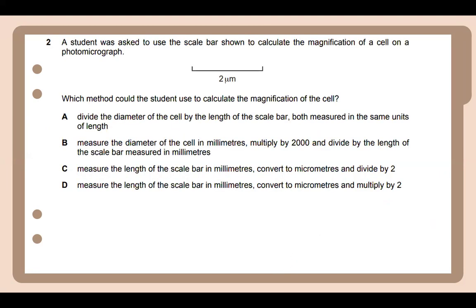A student was asked to use the scale bar shown to calculate the magnification of a cell on a photomicrograph. Which method would the student use to calculate the magnification of the cells? The method that could be used by the student is to measure the length of the scale bar in millimeters, convert to micrometers, and divide by 2.